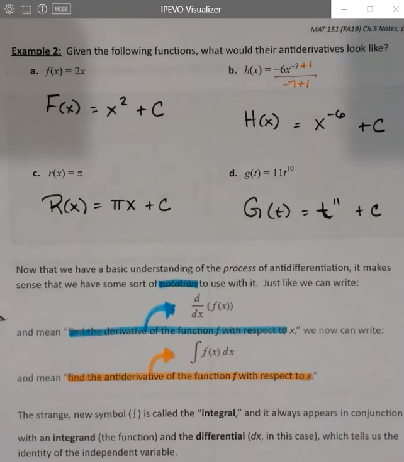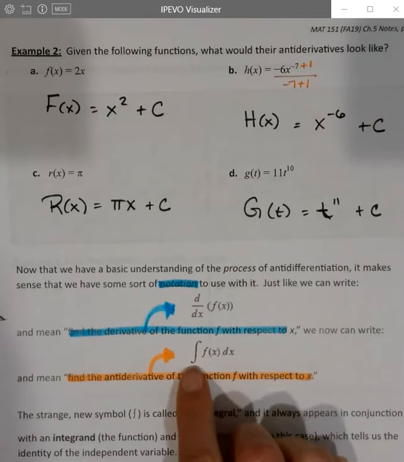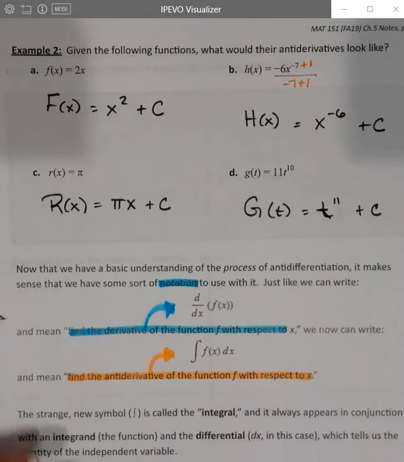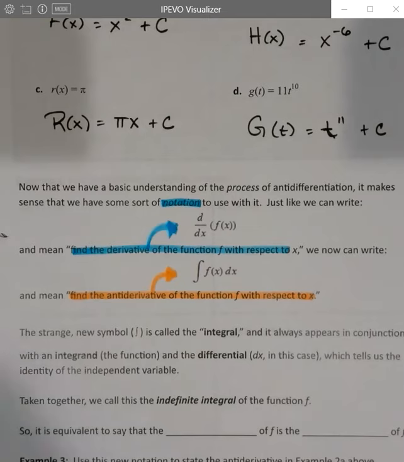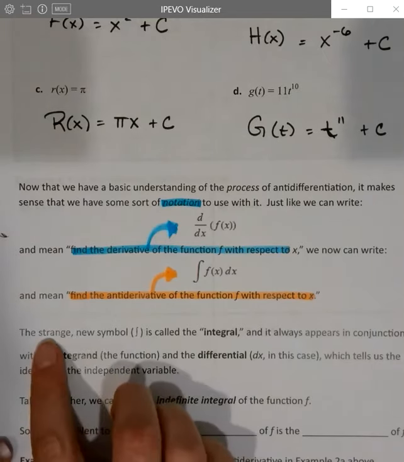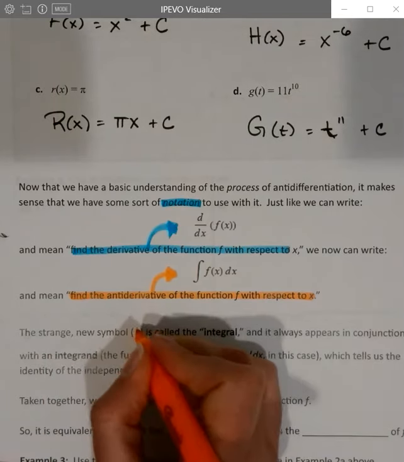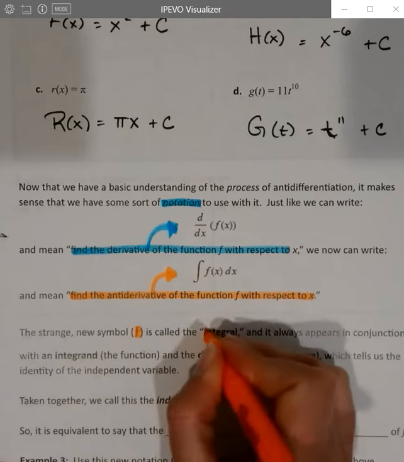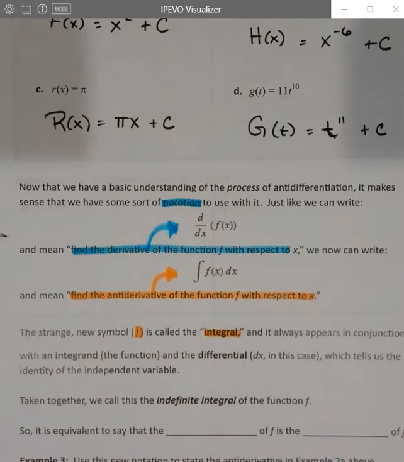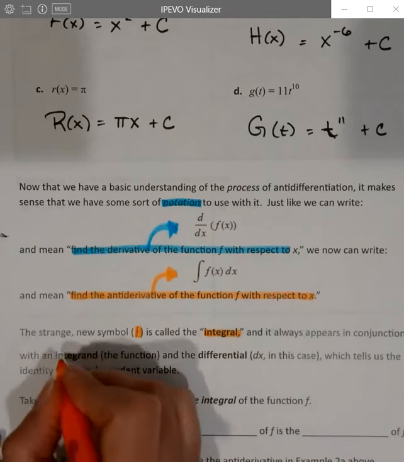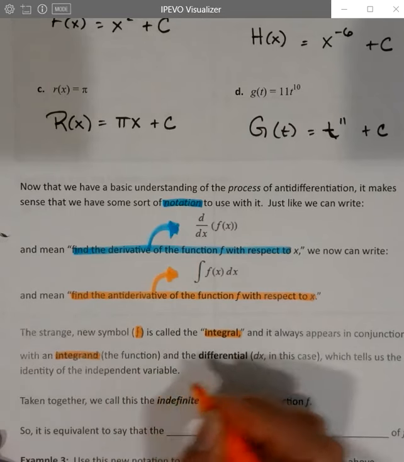Okay, we use this, it's called the integral symbol. It's an elongated S because integrals are tied with sums. So the S really does stand for the sum, and we'll talk more about sums as we get into the rest of chapter 5. We're getting into that soon. So we have that strange new symbol. It's the integral symbol. It's an elongated S with tiny little curls on it. It's called an integral. It always appears in conjunction with the integrand.